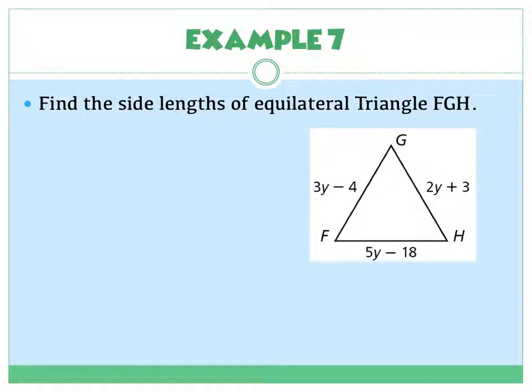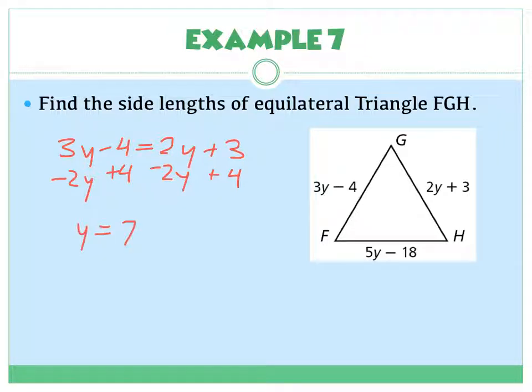Last example, find the side lengths of the equilateral triangle FGH. So if this is an equilateral triangle, what do we know about all the sides? They're the same. So we can pick 2 and set them equal to each other. 3y minus 4 is equal to 2y plus 3. So we just solve for y. Subtract 2y from both sides, and we can add 4 to both sides. So we get y is equal to 7.